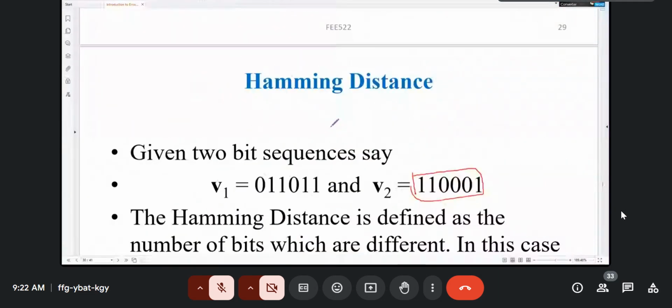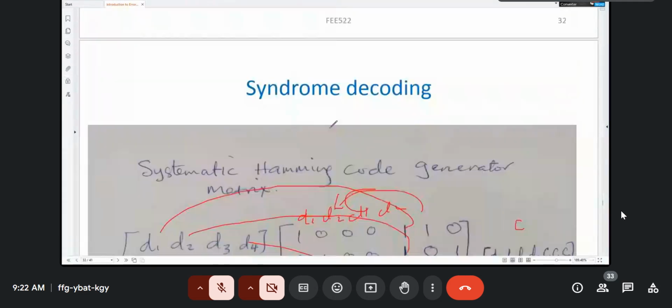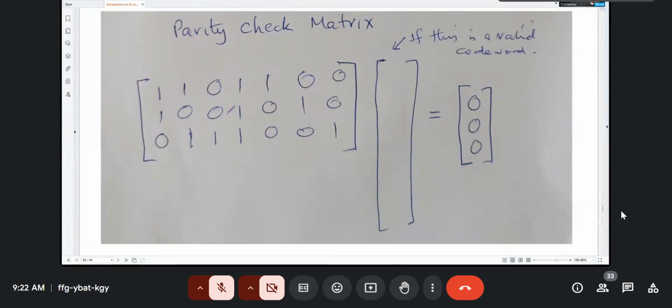Okay, good. Now, this is where I was. What you are saying is, if this column vector here is the received vector, the received code word, or the received sequence transpose, then you'd get the syndrome as 0.